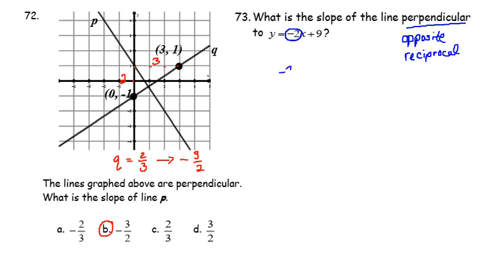So we're going to take that negative 2 and do the opposite reciprocal. So instead of negative, it's going to be positive. Reciprocal means to flip it. And remember, we can change that to a fraction. And if we flip it, that would be 1/2. So there's our answer, 1/2.